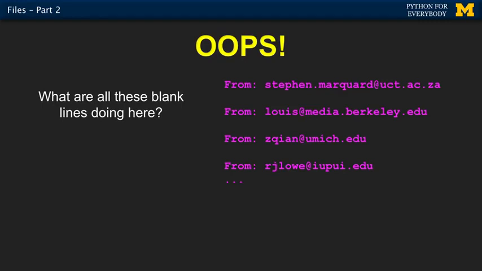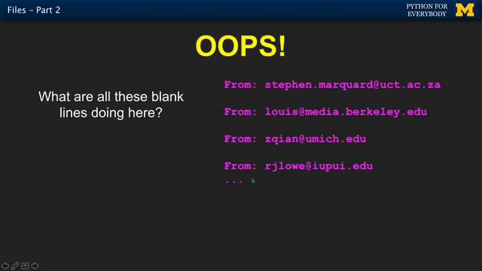Now, if you run this code, you're going to see that it prints out the first from line, the second from line, but something is wrong. We're seeing lots of blank lines. Blank line, blank line, blank line, blank line. What's going on here?